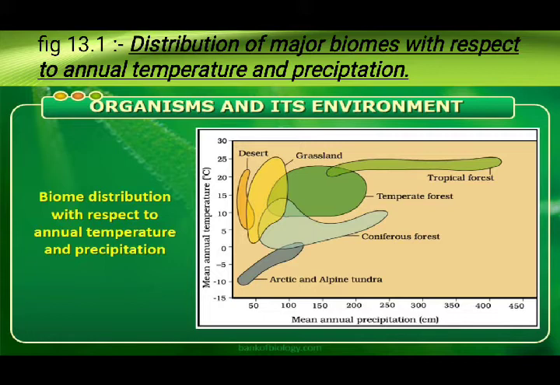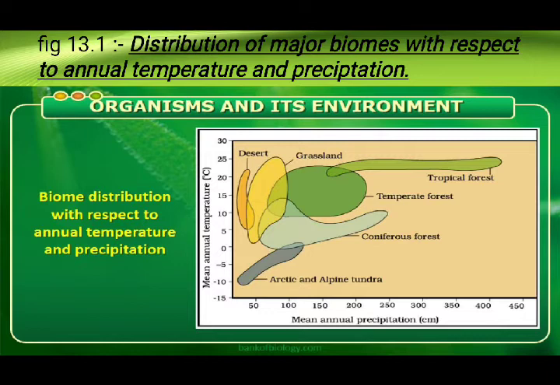And at last, Arctic and alpine tundra has a temperature below 0 degree Celsius and a low annual precipitation. Why is it so? Because the Arctic region lies on the pole of the earth, and as you know, on the poles temperatures are below 0 degree Celsius.